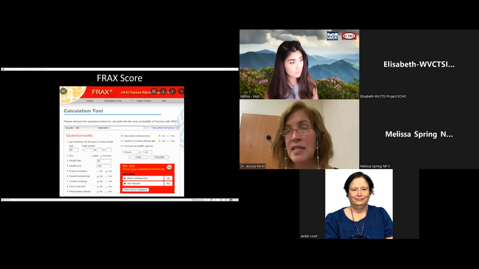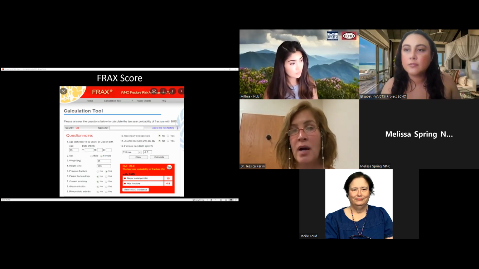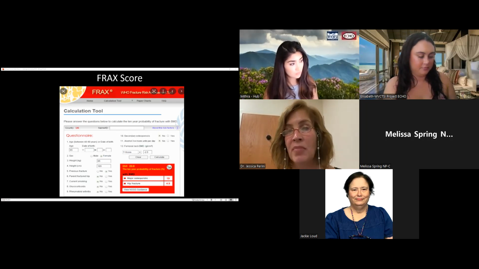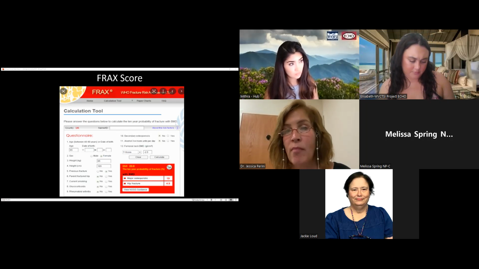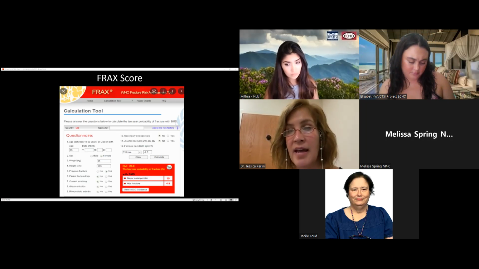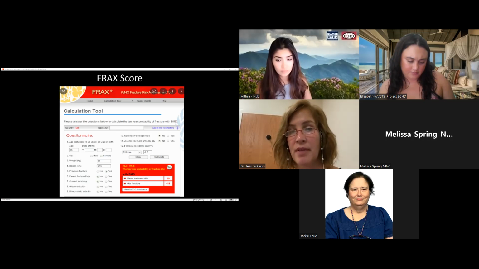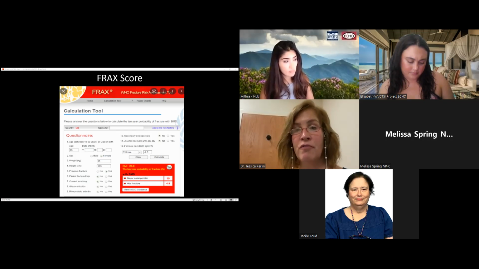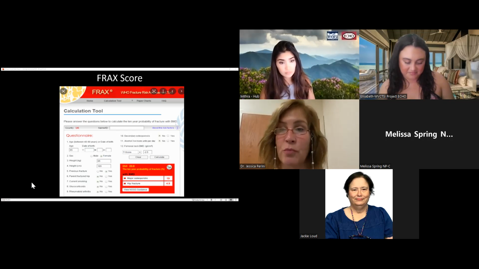And you can see that in that bottom right corner in the red box, the words major osteoporotic, and then to the right of that 19, and then below that hip fracture and 4.9. Those are your Frax scores, and I will explain on the next slide how you interpret those.